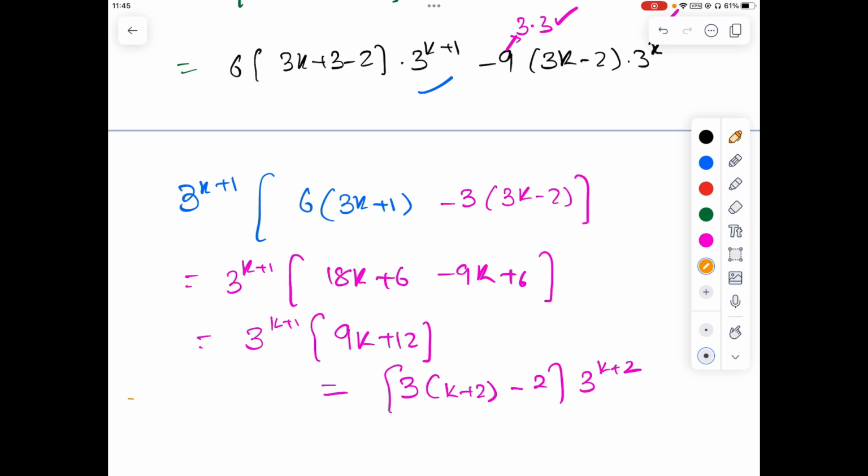In 9k plus 12, what am I going to do? I am going to take 3 common. So it becomes 3k plus 4. So see, 3 power k plus 1 times 3 is nothing but, as we can clearly see, 3 power k plus 2. And this will become 3k plus 6 minus 2, which is 3k plus 4. In this way, we are able to prove that.